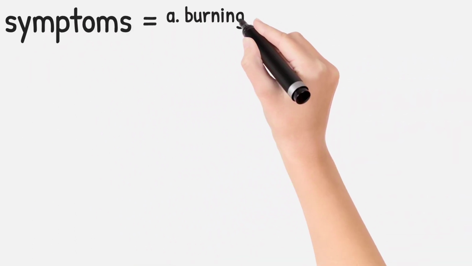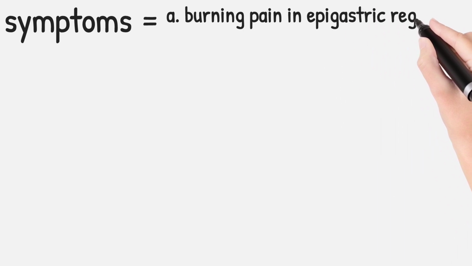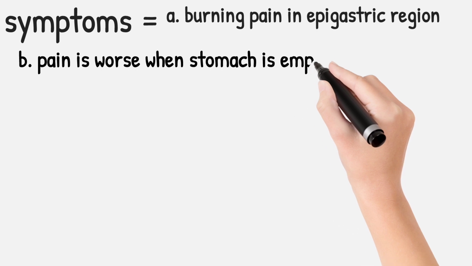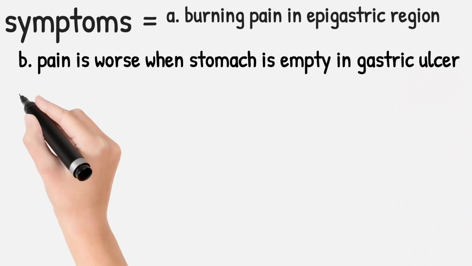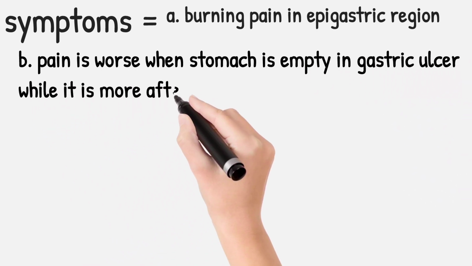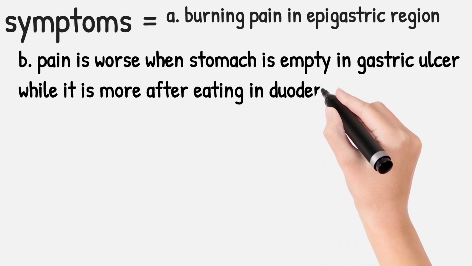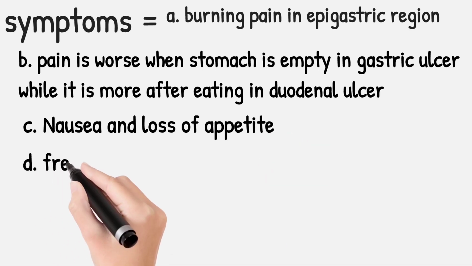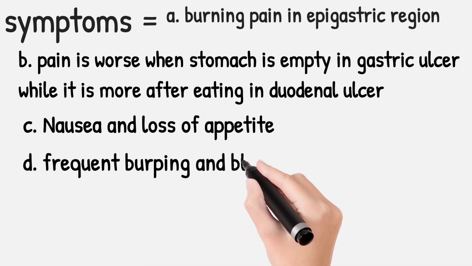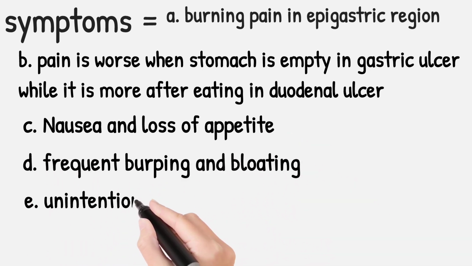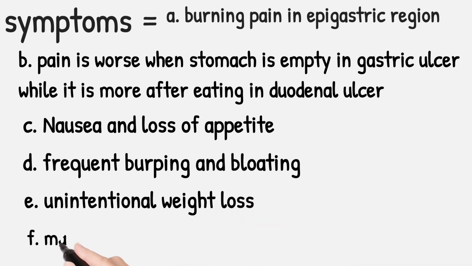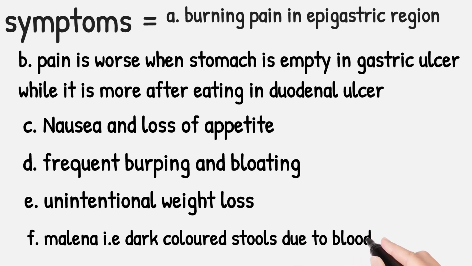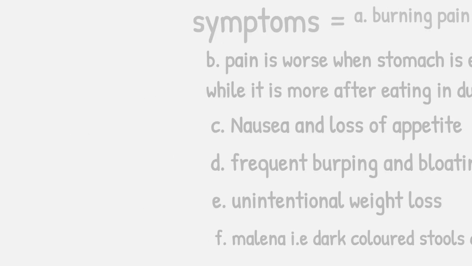Symptoms: patient presents with burning pain in the epigastric region. Pain is worst when the stomach is empty in case of gastric ulcer, while pain is worst after eating in case of duodenal ulcer. Other symptoms are nausea and loss of appetite, frequent burping and bloating, unintentional weight loss, and melena, that is dark colored stools due to presence of blood in stool.